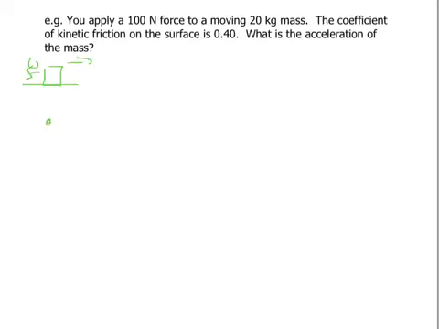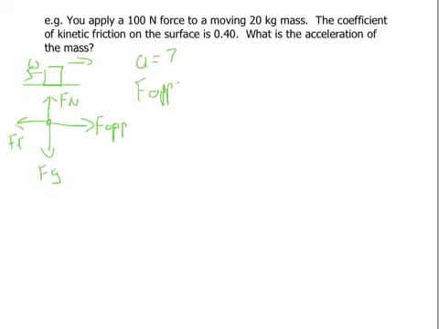We can draw a free body diagram. There's a force of gravity going down. Opposing that is the normal force going up. To the right is our applied force, and to the left is our friction force. We're looking for the acceleration of mass, so a equals question mark. Our applied force is 100 newtons. And the coefficient of kinetic friction, because the box is moving, is 0.4.